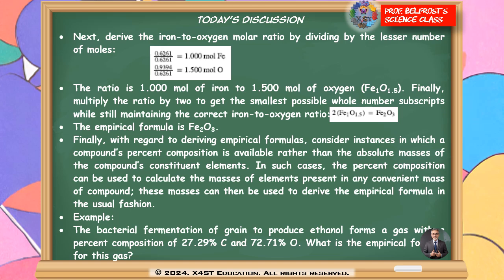And finally, with regard to deriving empirical formulas, consider instances in which a compound's percent composition is available rather than the absolute mass of the compound's elements. In this case, the percent composition can be used to calculate the masses of elements present in any convenient mass of compound, and these masses can then be used to derive the empirical formula in the usual fashion. So here's the example. Say that we have ethanol, whose composition is 27.29% carbon and 72.71% oxygen. What is the empirical formula for this compound? It's easy.